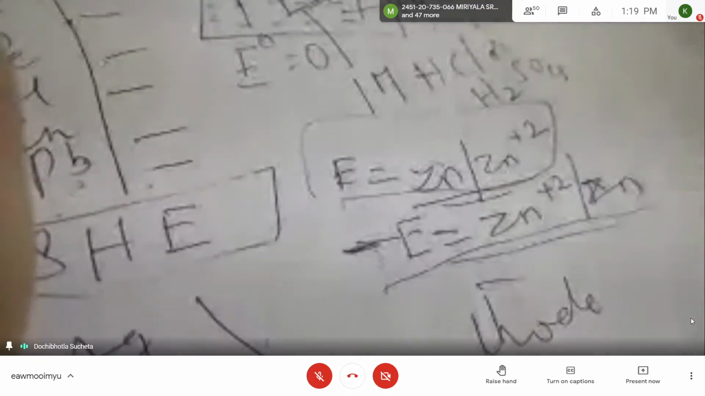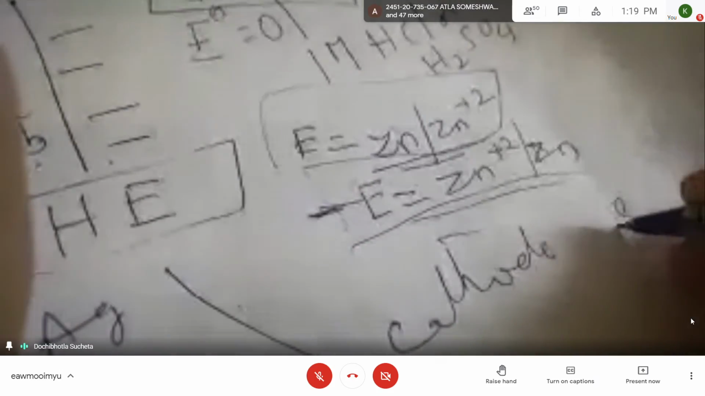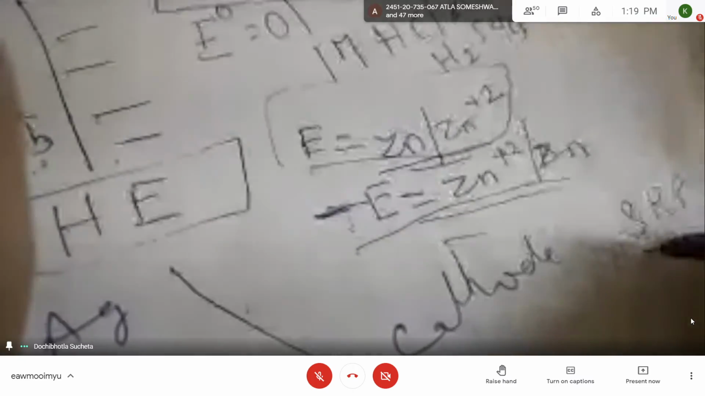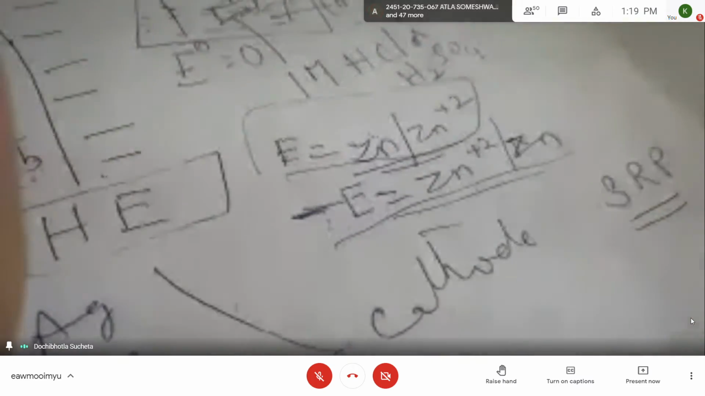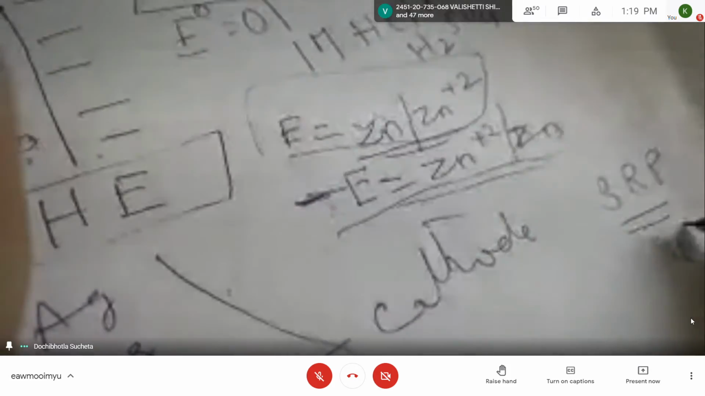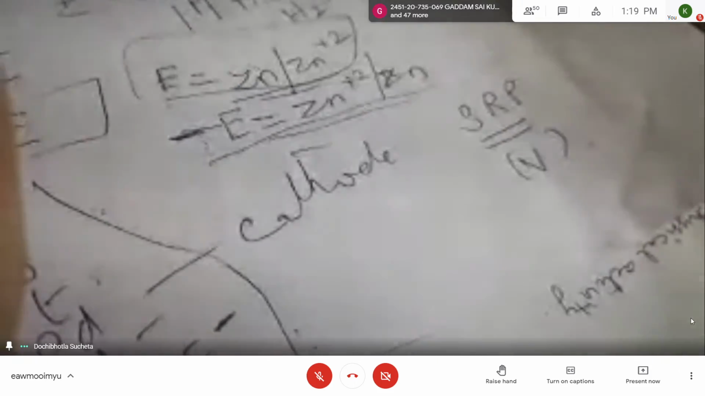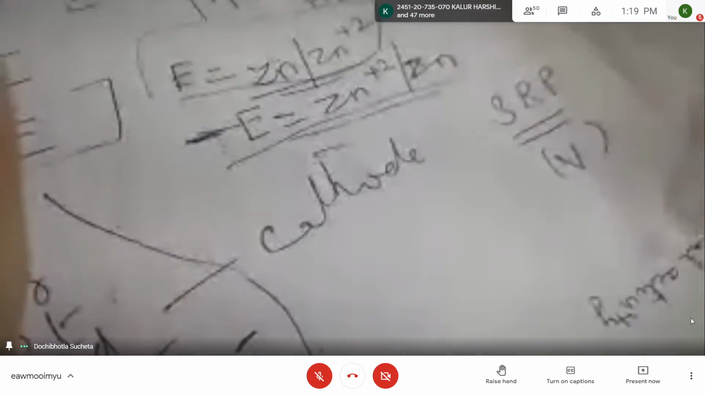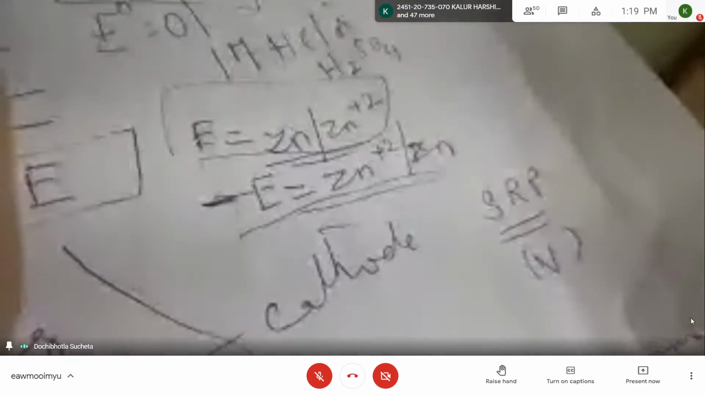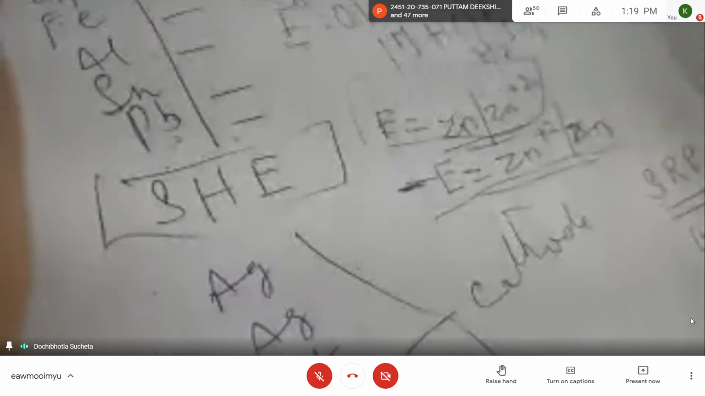So every time in the EMF series, what values will I find? SRP values. Standard reduction potential values. And the units are volts. Okay. Easy. Right? Okay. So now what is your guess? Which would act as anode and which would act as cathode?